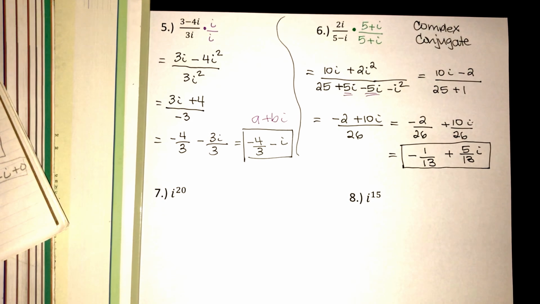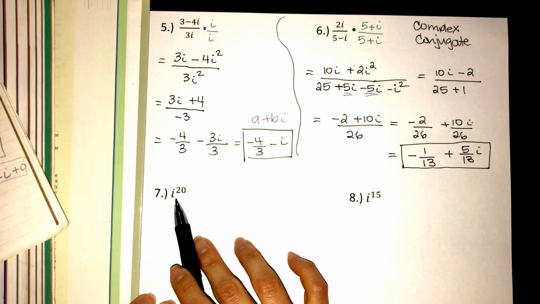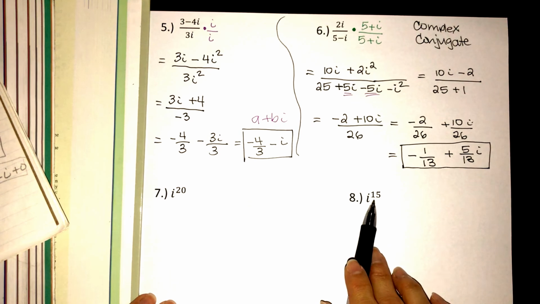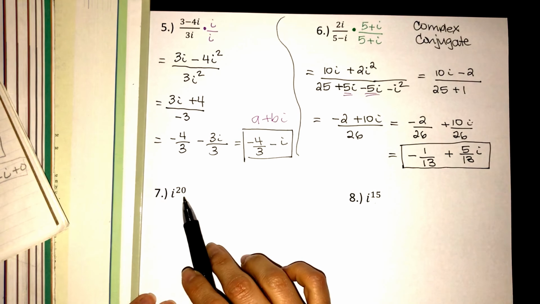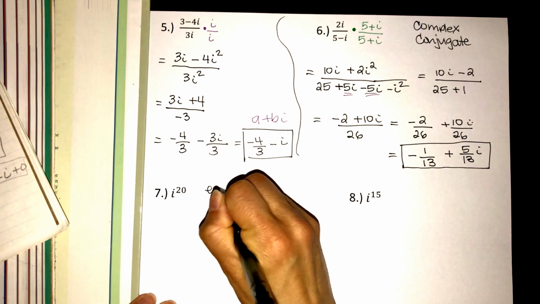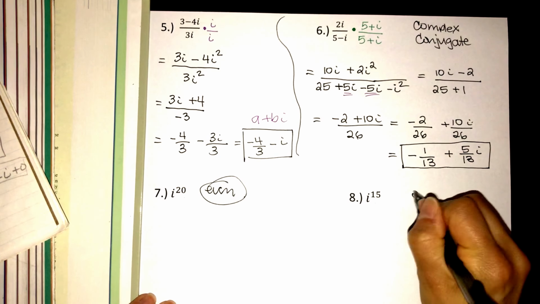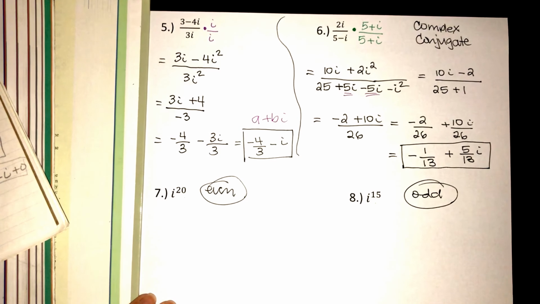The last type of problem you'll see in this section is something that looks like this, where we have i raised to some exponent. So there are 2 possibilities. Your exponent is even, or your exponent is odd. Those are the only 2 possibilities. So what we're going to do is we have to simplify number 7 and number 8 because we have to put our answer in a plus bi form.